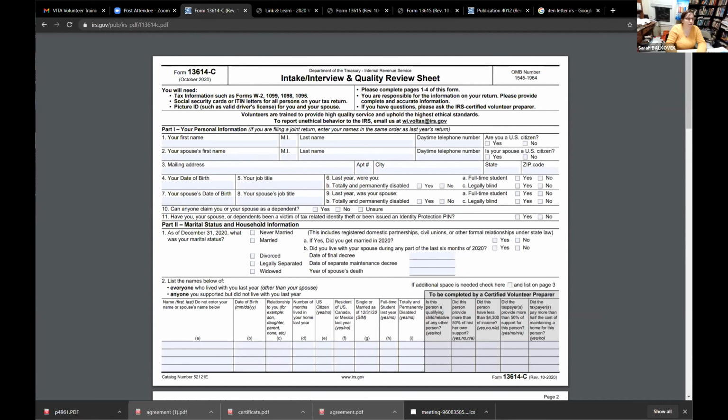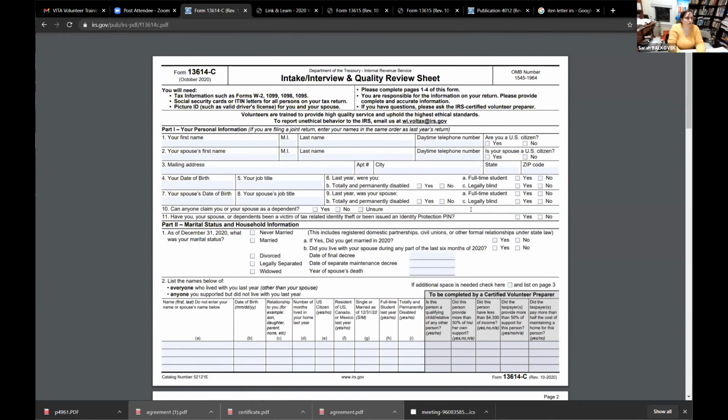Have you, your spouse or dependents been victims of tax-related identity theft or been issued an identity protection PIN? People will know if their information was stolen. People may not know where that letter is. If we do not have that letter, we would not be able to complete the tax return. They would not be able to get their refunds. So we need to know whether or not that happened. And from that, we can press further and figure out if they have that letter and what they've done with it and that sort of thing.